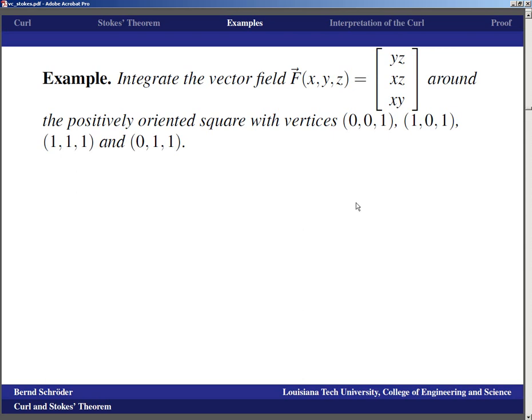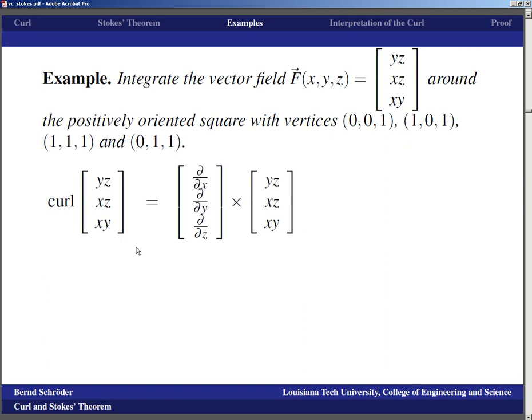Well, that would mean we would have to integrate a pretty nasty vector field along four line segments. That would take a while, so let's see what the curl gives us. We take the curl of yz, xz, and xy, which is that we take our nabla operator, partial with respect to x, partial with respect to y, partial with respect to z, and take the formal cross product of that with yz, xz, and xy.